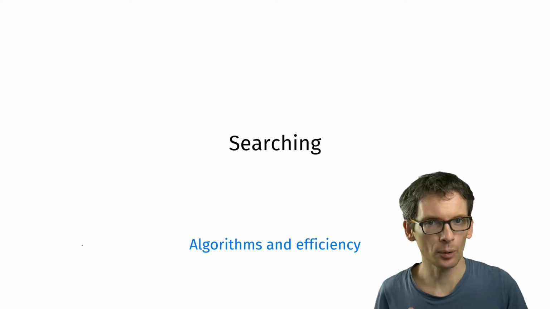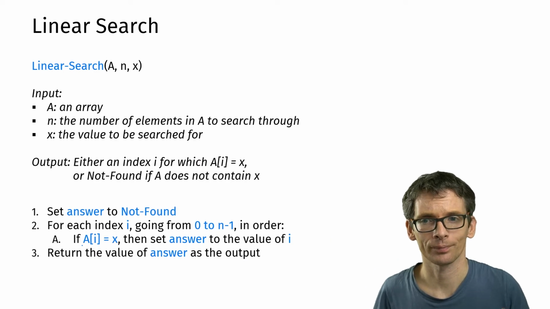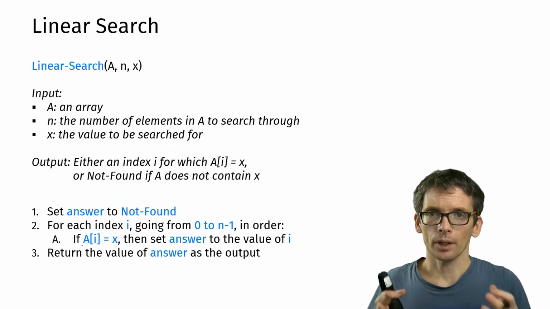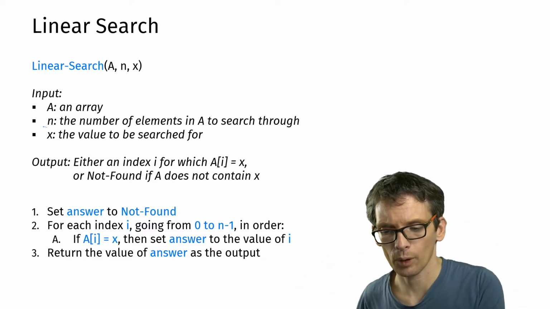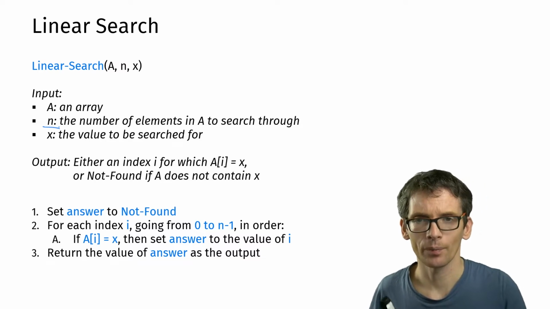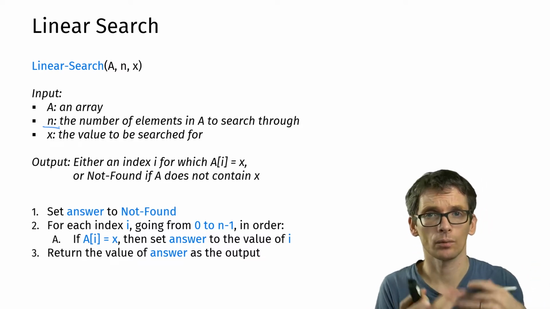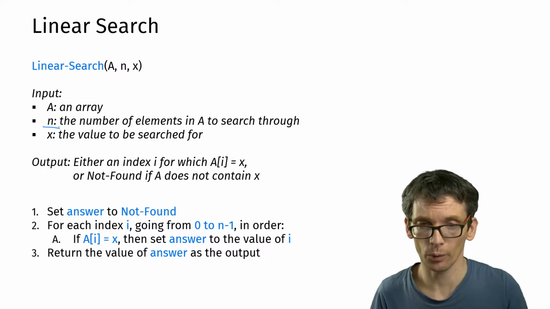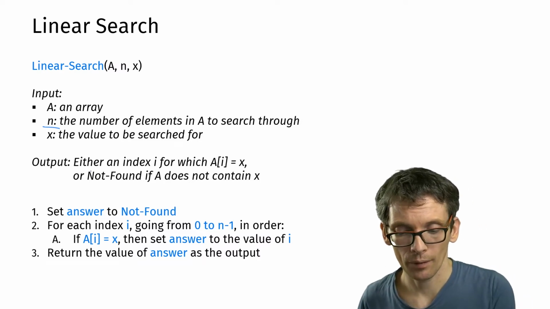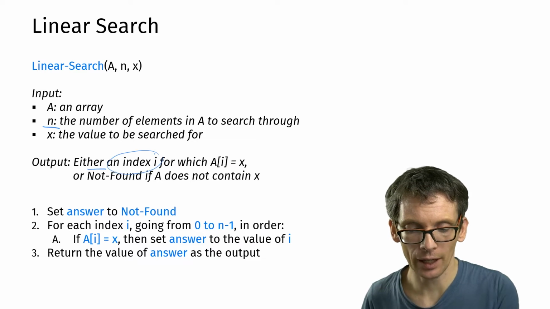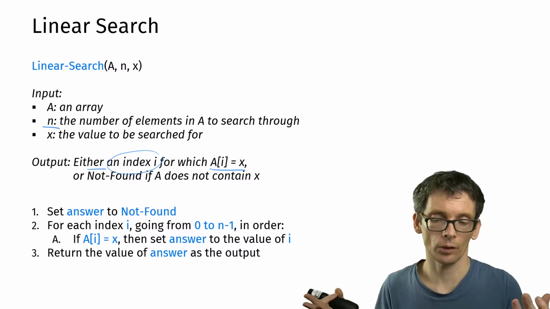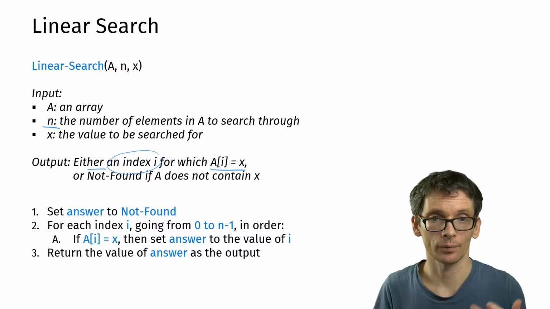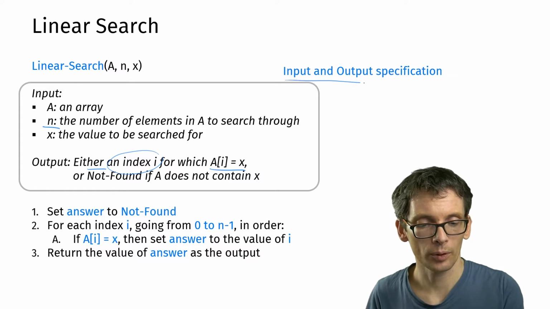Next, we're going to look at algorithms for searching an array and the efficiency of these algorithms. So the input is an array. We have also the size of the array and another value x, namely the value that we're going to want to search for. And the output will be either an index I such that the value at I is x, or not found if x is not in A. So that is our input and output specification.